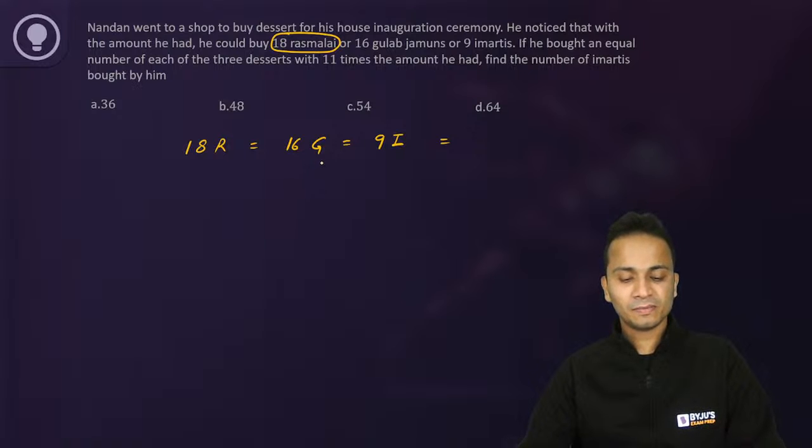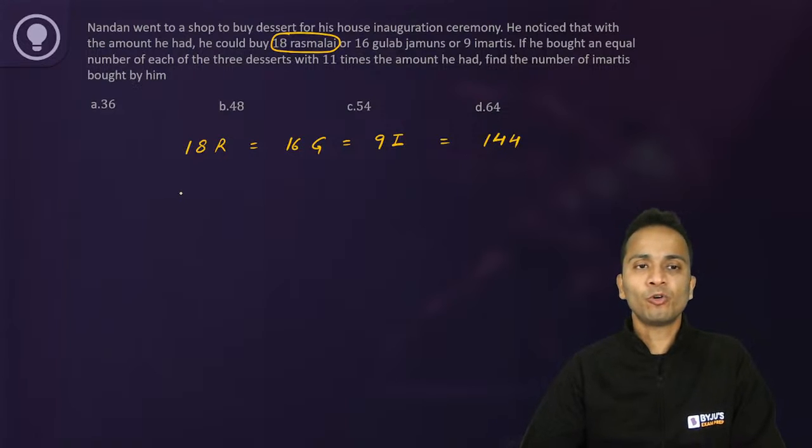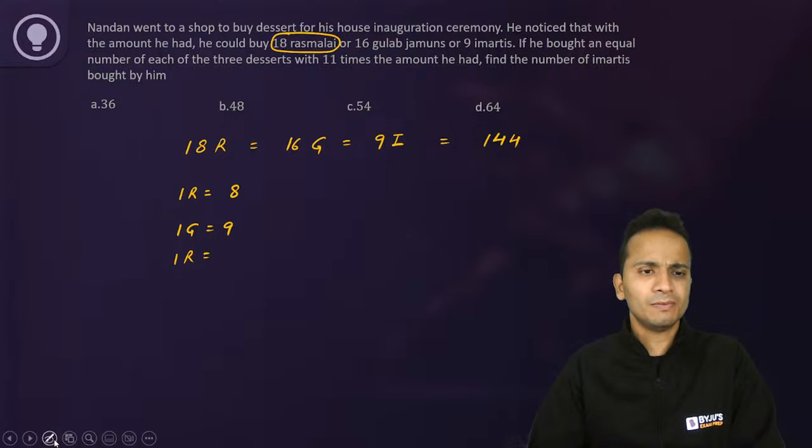Yes, anyone? Okay, so I'll give you that number. It is 144. So if 18 rasmalais cost 144 rupees, the price of one rasmalai will be equal to 144 divided by 18, right? 144 divided by 18, that is 8. Price of one gulab jamun will be equal to 9, and price of one rasmalai will be equal to, sorry, one imarti. Rasmalai is done. So price of one imarti will be equal to 16.